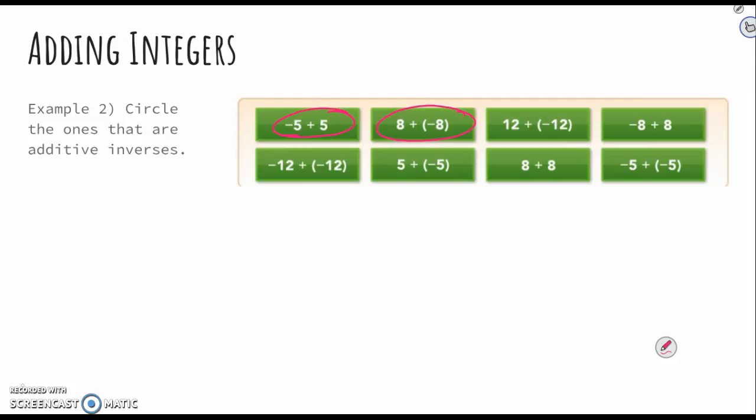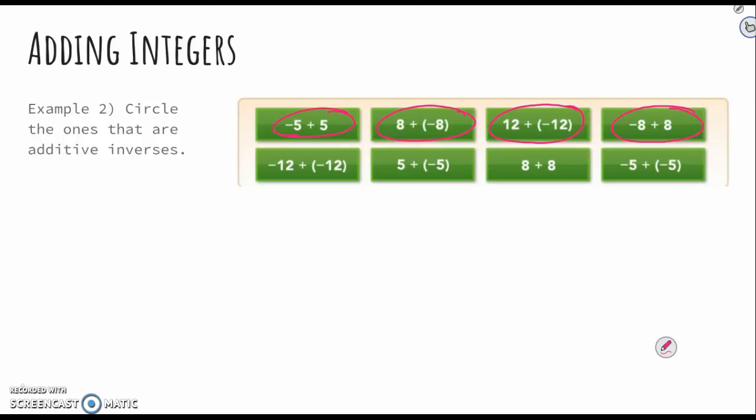The next one we see is 12 plus negative 12. The opposite of 12 is negative 12. So together, 12 plus negative 12 equals 0, so they're additive inverses. Then we have negative 8. The opposite of negative 8 is positive 8. So there is another example of additive inverses.